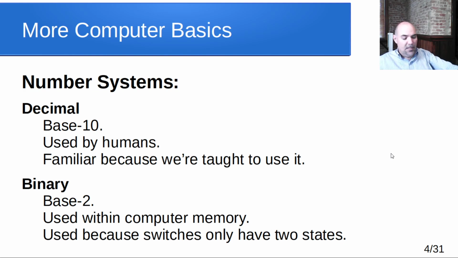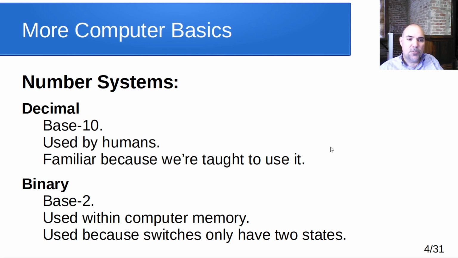Because it's switches inside of those memory cells in the computer that are either off or on. So it makes sense that if you only have two states, 0 or 1, off, on, you would use base 2 for that. We're used to using base 10. We're familiar with it. Computer uses base 2 because it builds its memory out of these little tiny transistors that are essentially switches.